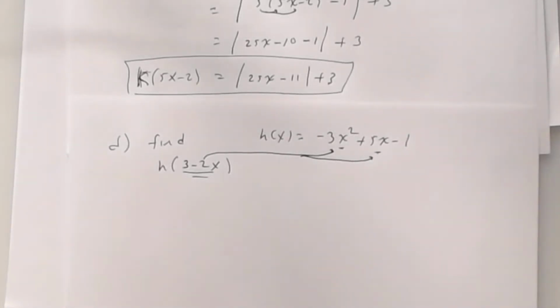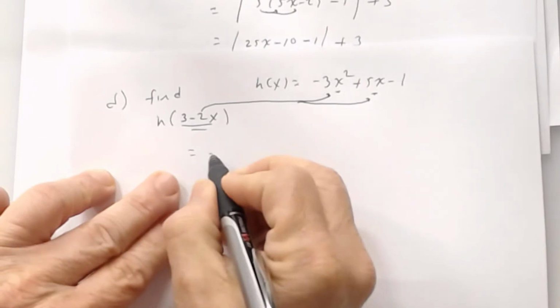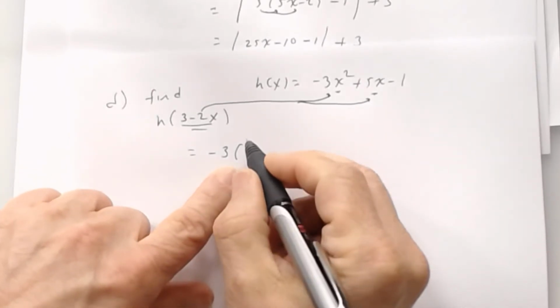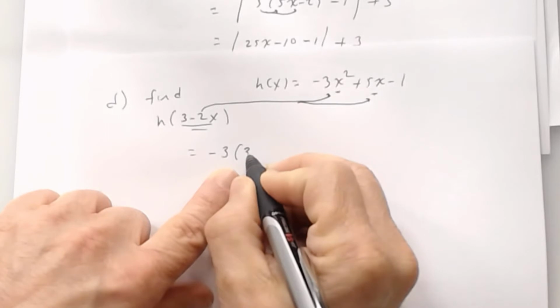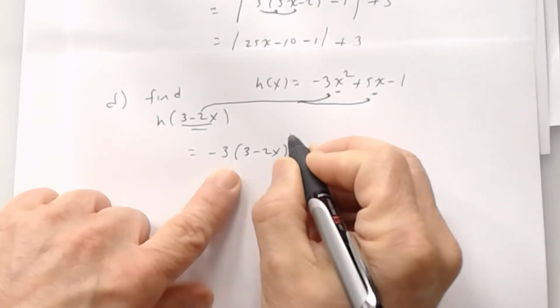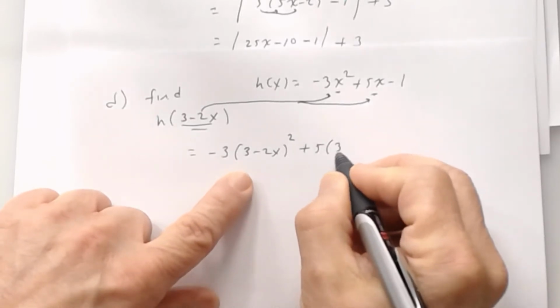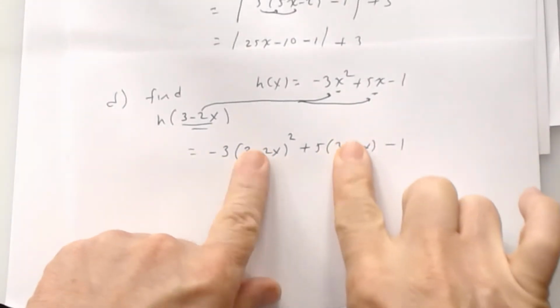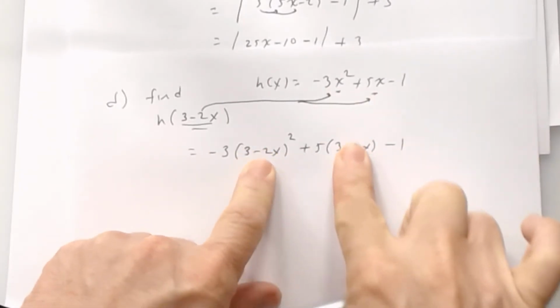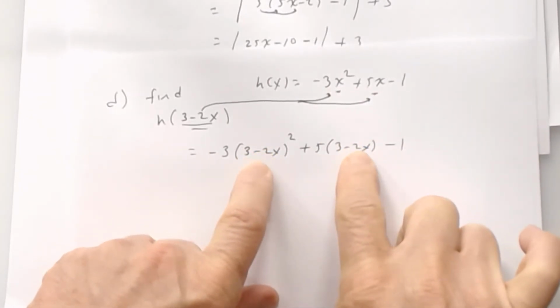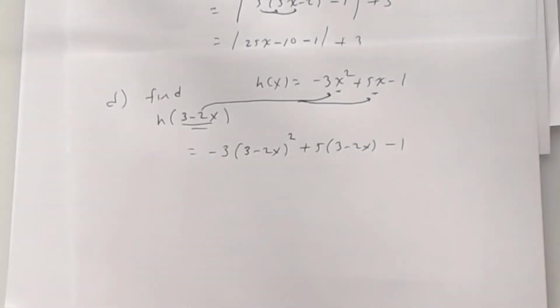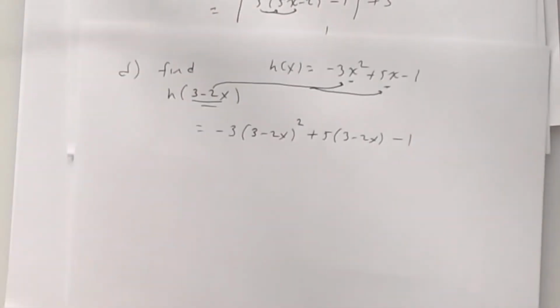All right, so now let's do the substitution. So I'm going to get negative 3 times, in parentheses, what do I put inside the parentheses? 3 minus 2x. What do I do to that binomial? I square it. Plus 5 times, in parentheses, we'll do a 3 minus 2x, and then minus 1. So that's where I'm at. So notice that in both of the variable x's, I have 3 minus 2x. Now you've got to do some more work. All right, so I've got to get rid of the parentheses. So that 3 minus 2x squared, I've got to do some work there.